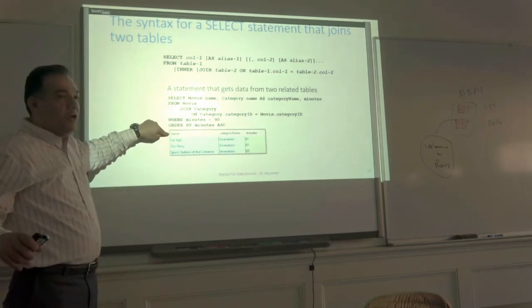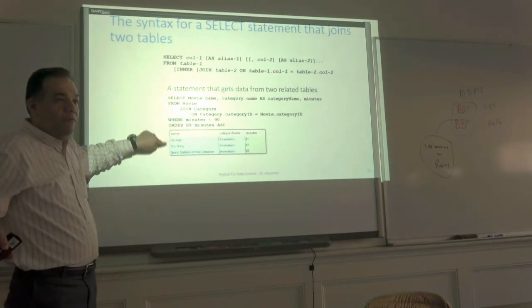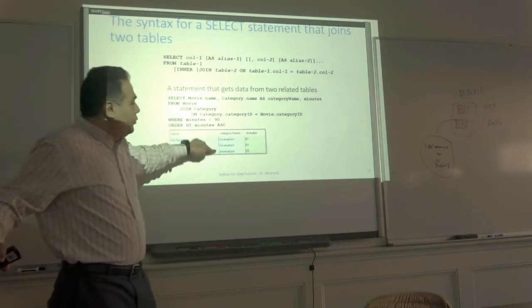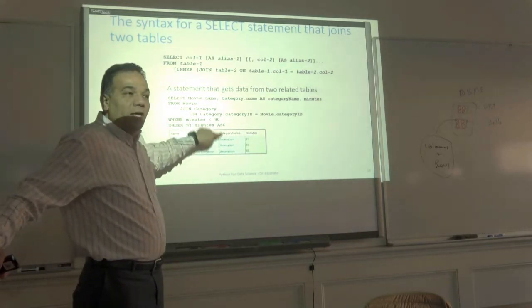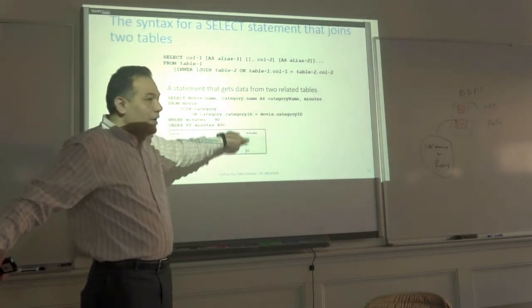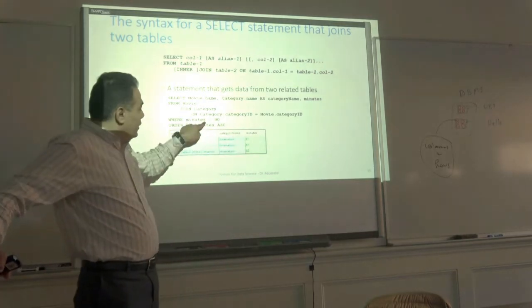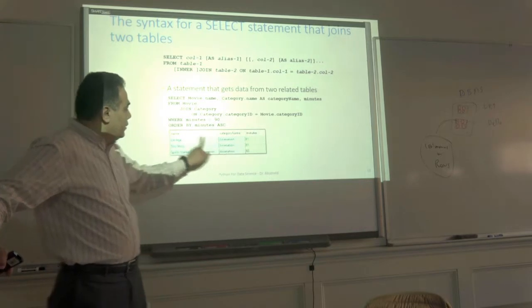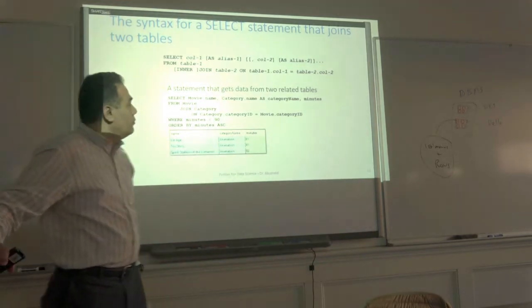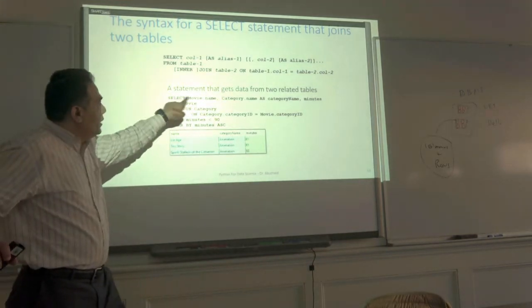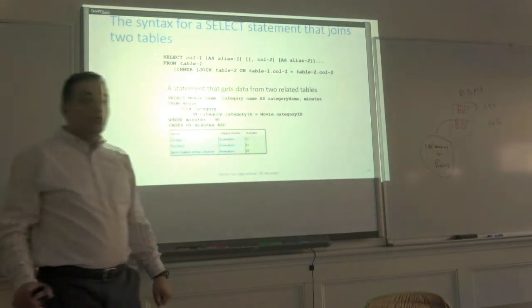Name is coming from where? This attribute is coming from the movies table. Category name is coming from the category table. Okay. And minutes is coming from the movies table. And what's the condition? Less than 90. So I have 3 columns. In here, how many, I ask? Select 3 columns from 2 tables.